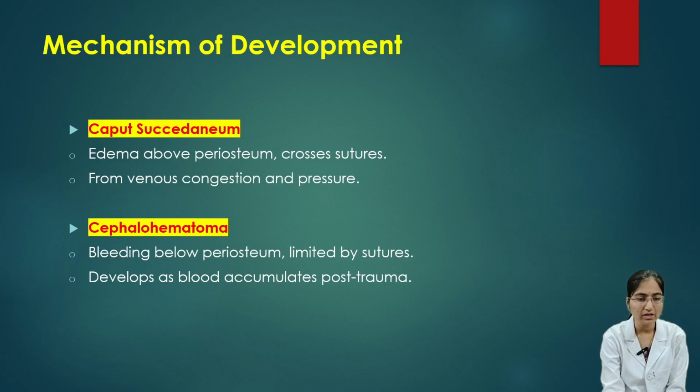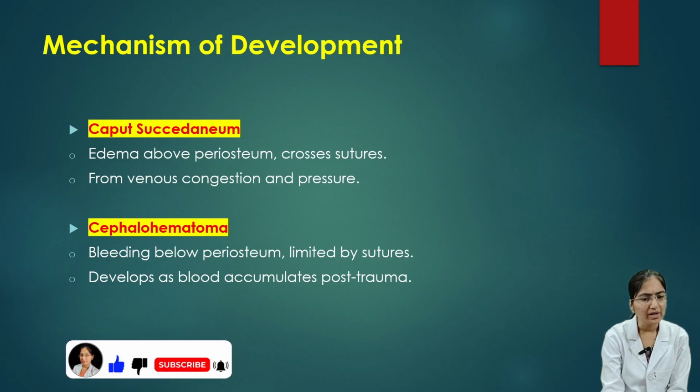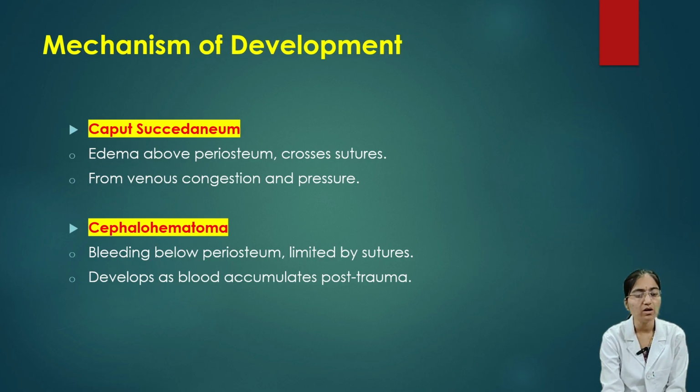Next, we'll see the mechanism of development. Caput Succedaneum: edema above periosteum crosses suture lines, and it is due to venous congestion and pressure. Next comes the cephalohematoma. Here, bleeding below periosteum is limited by sutures, and it develops as blood accumulates post-trauma.